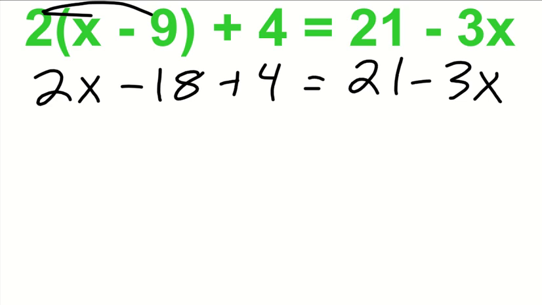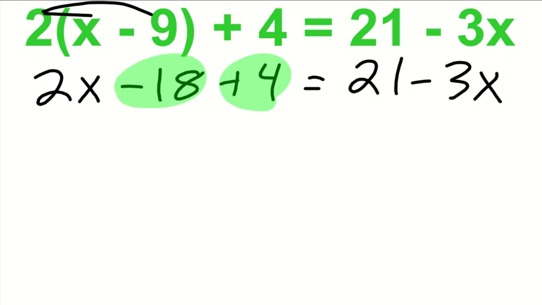So after I distribute, what's the next step? We got to combine like terms. The things that are alike on the same side of the equal sign. So in this case, I got a minus 18, I got a plus 4. I don't include the 21 with the constants, because it's on the opposite side. Okay? Everybody clear on what I'm saying there? So we're just combining the minus 18 and the plus 4.